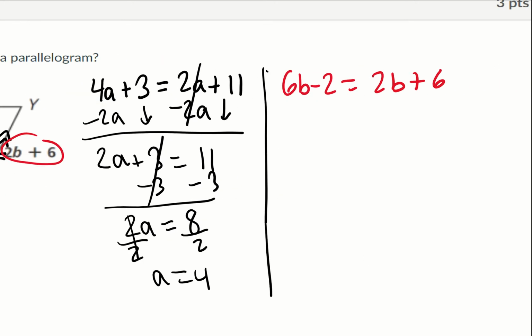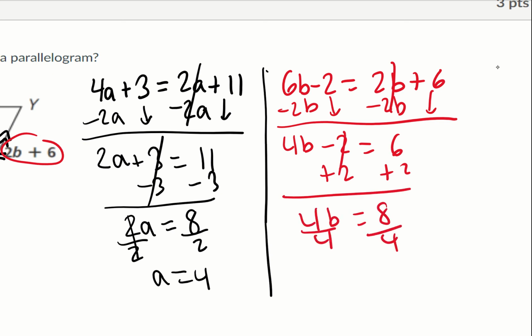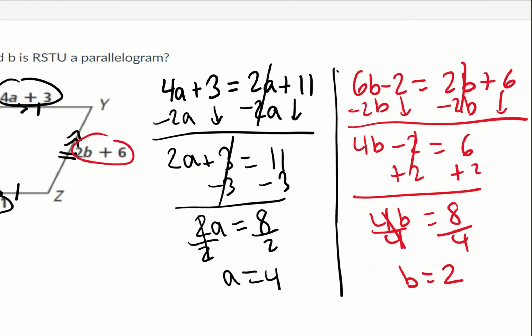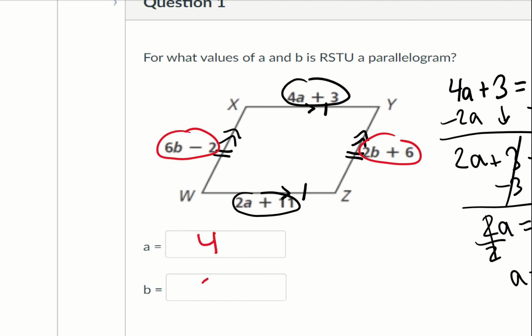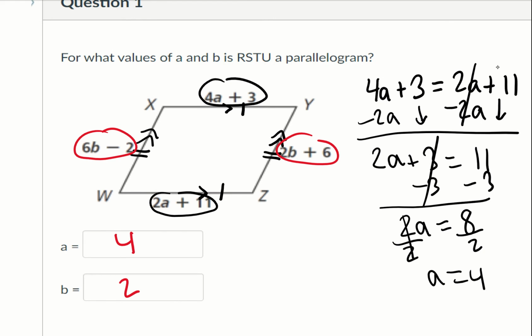All right, next we're going to solve the red equation. We're going to subtract 2b just to get the b's on the left side. We get 4b minus 2 equals 6. Make sure you bring these down. And then you add 2 to both sides. Finish it up, divide by 4. And so 4 times 2 is 8. So b is 2. So we got our values 4 and 2. And those values, if you plug them in, will ensure that these opposite sides are congruent, and therefore ensures that this is a parallelogram.